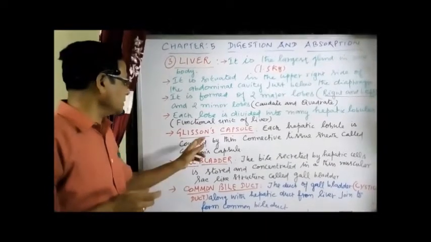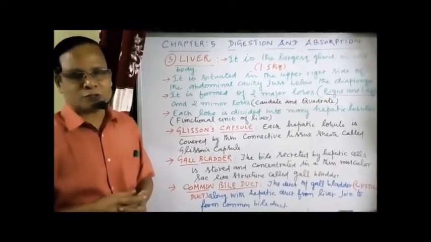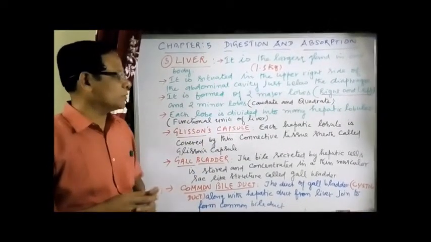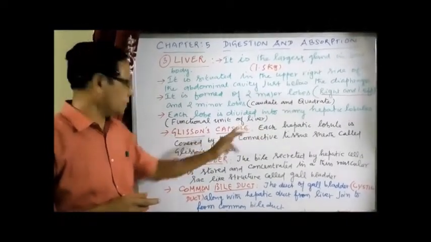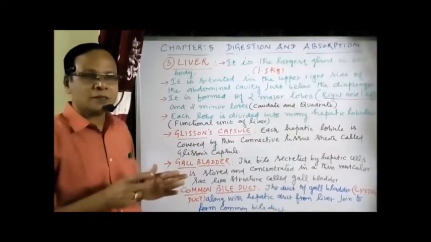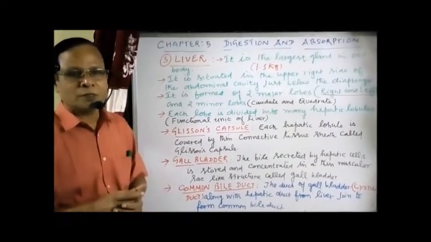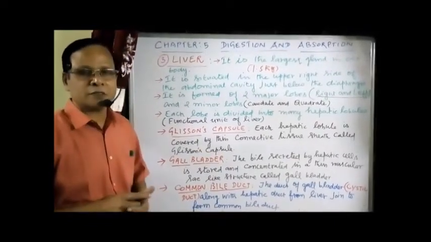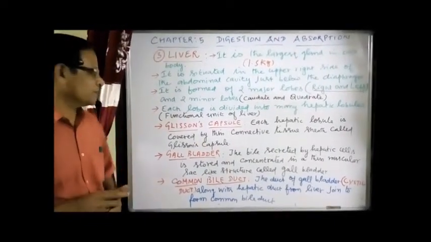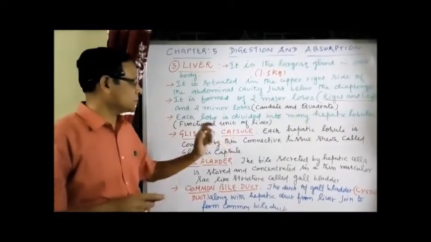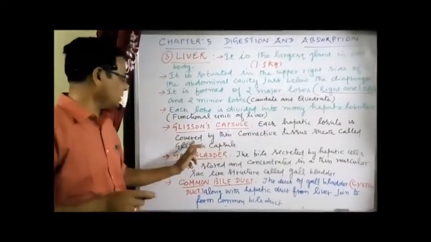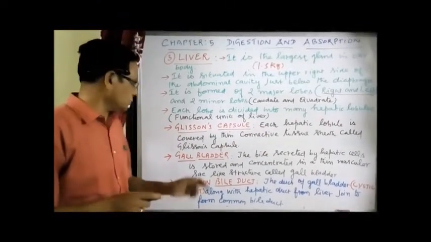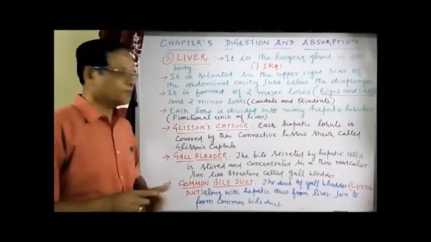Then, what is Glisson's capsule? A 1-2 marks question. I mentioned the hepatic lobule. Each hepatic lobule is covered by a thin connective tissue sheath. The name of the sheath is Glisson's capsule, after its discoverer Glisson. So each hepatic lobule is covered by a thin connective tissue sheath known as Glisson's capsule.